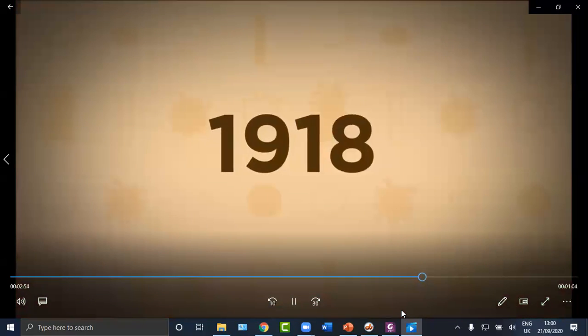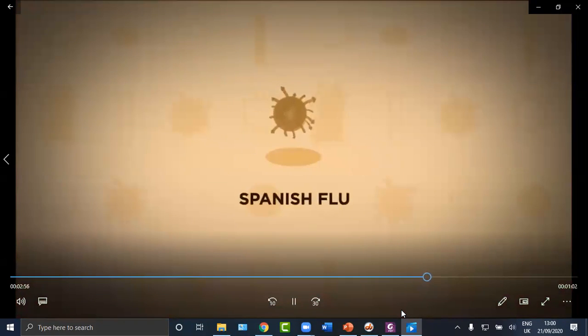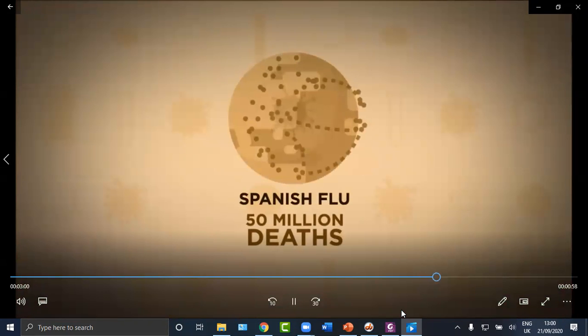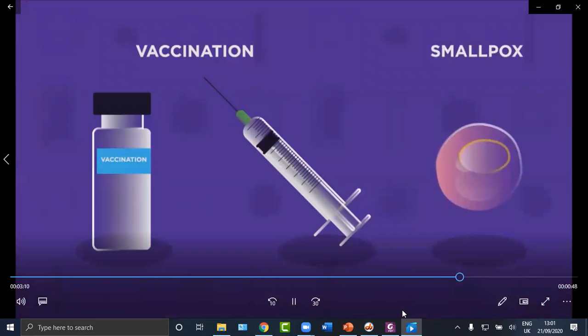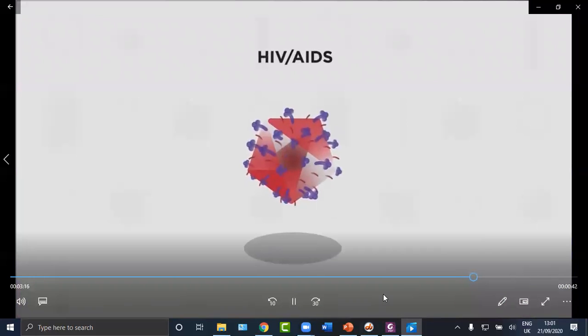In 1918, the Spanish flu is thought to have caused up to 50 million deaths worldwide. Scientists have developed vaccinations against lots of viruses, which have even led to the eradication of some viruses like smallpox as human hosts become immune. However, some viruses like HIV have proved impossible to develop any kind of vaccine for.